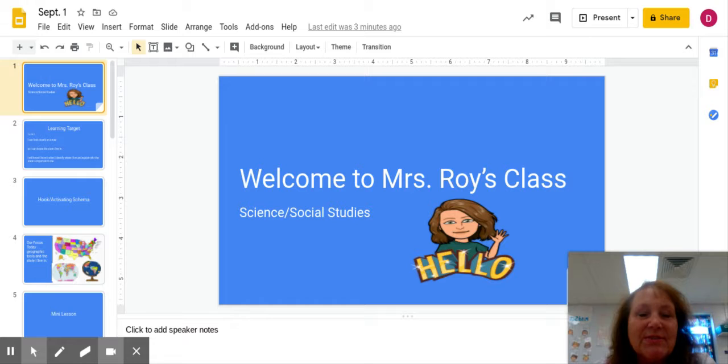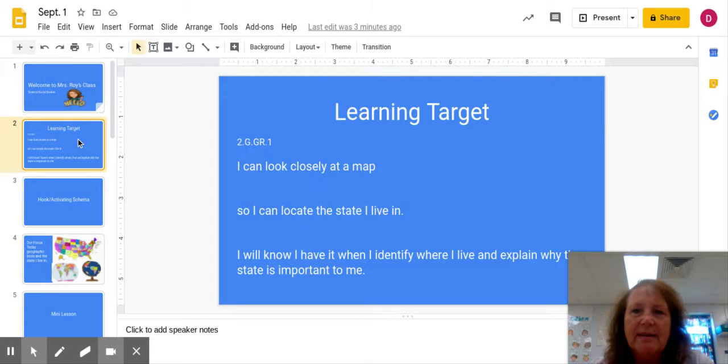Today in social studies, we are going to learn something new or review something that you might have learned about last year. So let's look at the learning target. I can look closely at a map so I can locate the state I live in.